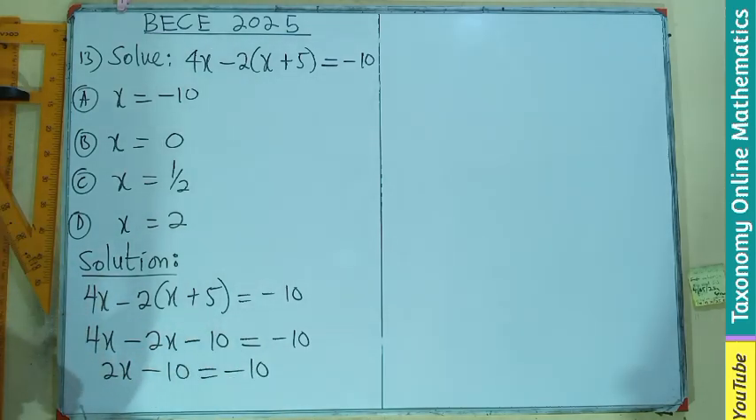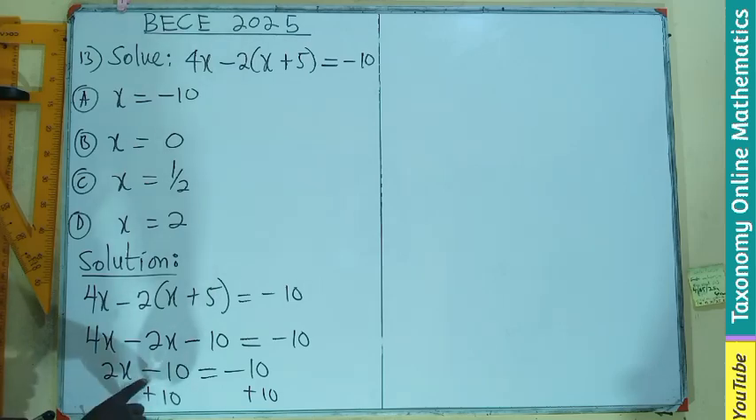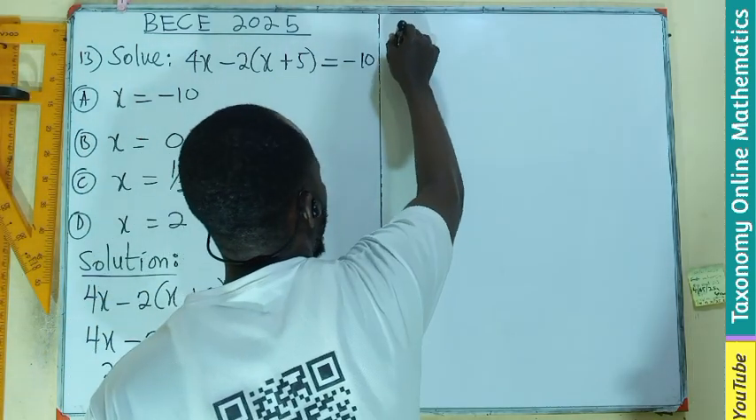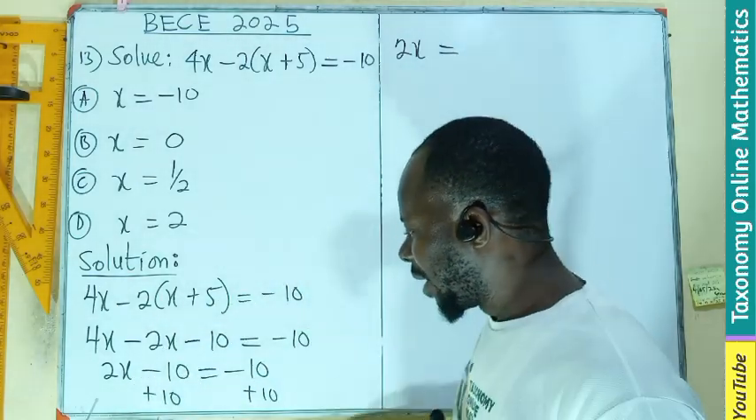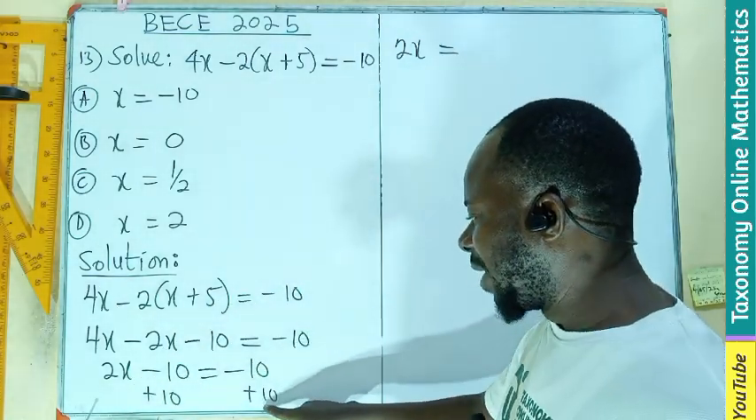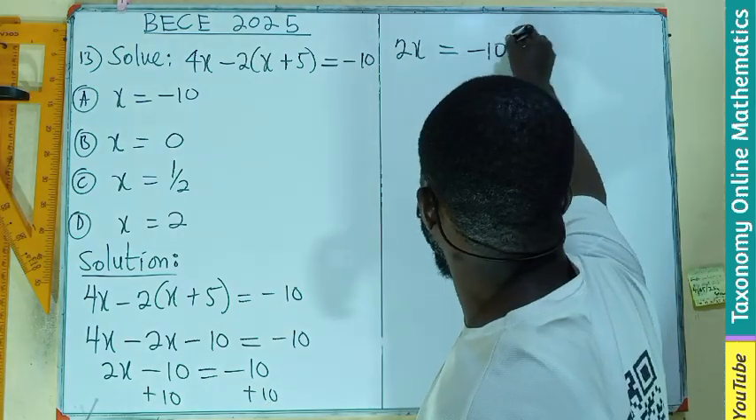What do I need? I need to eliminate this constant because I'm having it to be negative. I add the opposite to that, meaning I'll be adding plus 10 to the left. I'll add plus 10 to the right. Remember, minus 10 plus 10 will give you 0. So I'll be left with only 2x on the left here. This is also minus 10 and 10, so I'll just write it there, minus 10 plus 10.